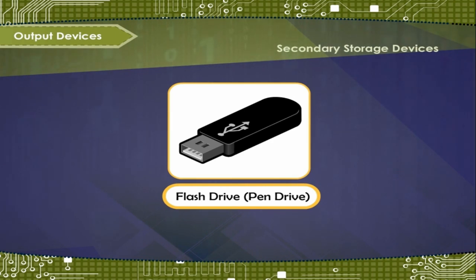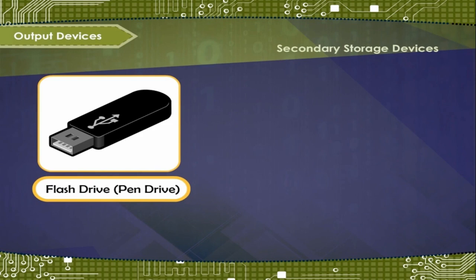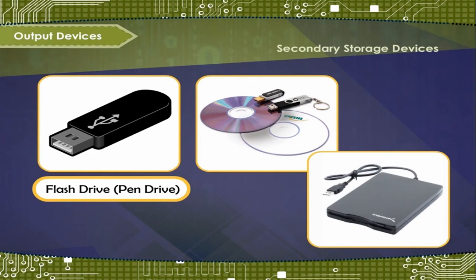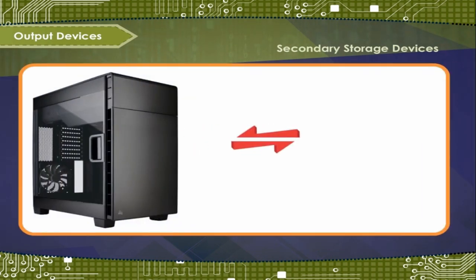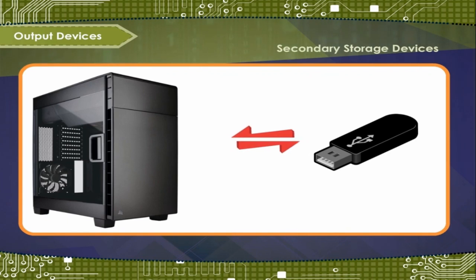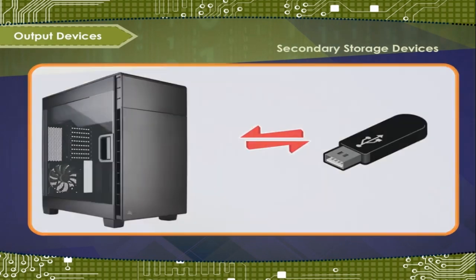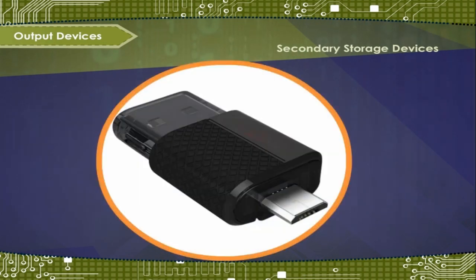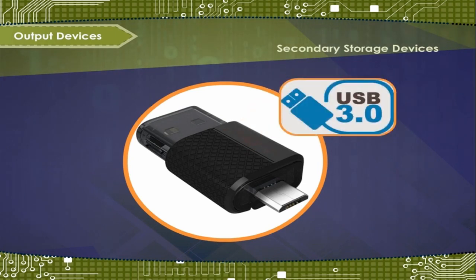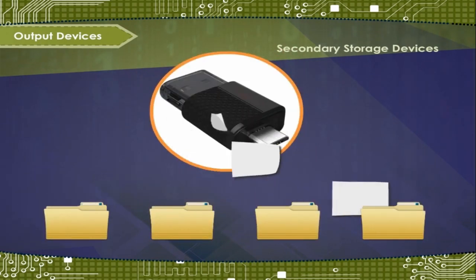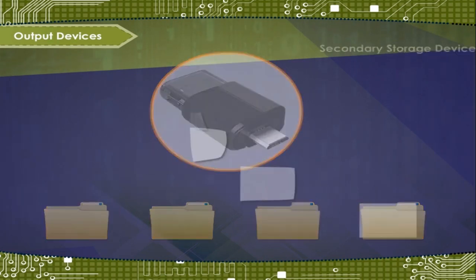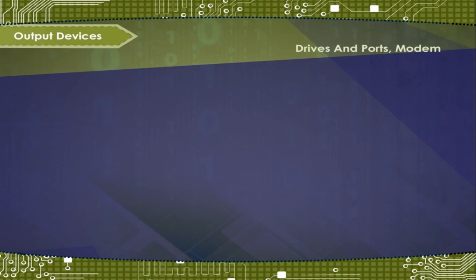Flash drive or pen drive. It is like a small pen that can be carried in the pocket. Its capacity to store data is much more than a CD, DVD or hard disk. The data is transferred and stored through the USB port on the CPU. Modern flash drives can store up to 32 GB of data. The newer technology USB 3, also called USB OTG, enables data transfer at a much faster speed, ranging up to 640 Mbps.